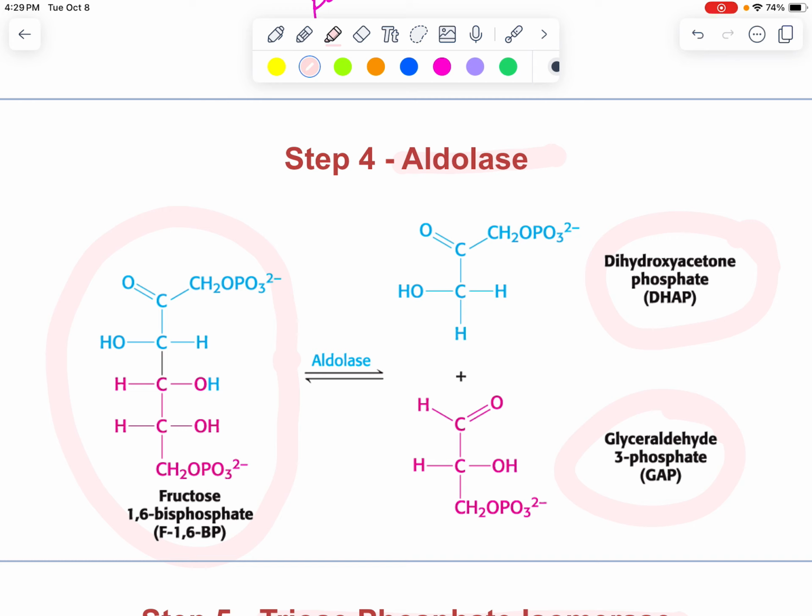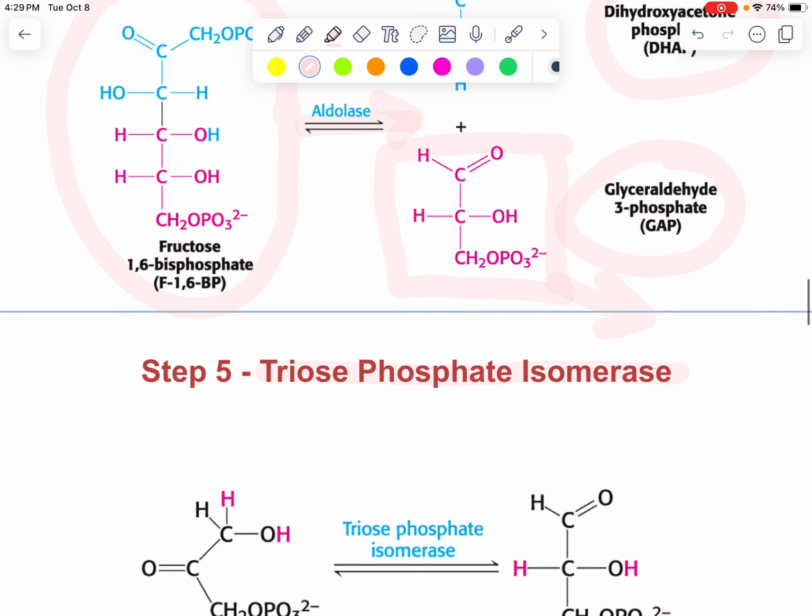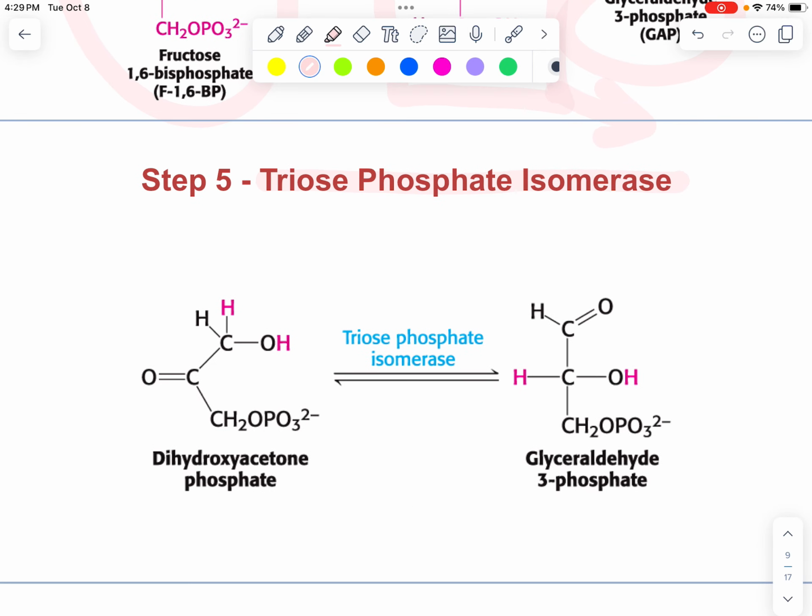But remember that this is a full 10 reaction cycle. So this molecule right here is actually going to get used up as we move on. And so that will, think Le Chatelier's principle, drag this whole reaction forward. All right, onward, step 5.